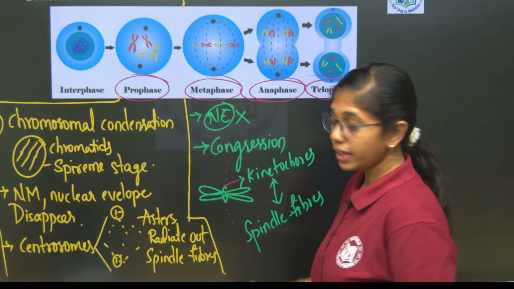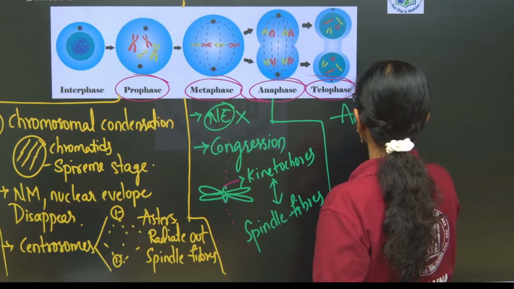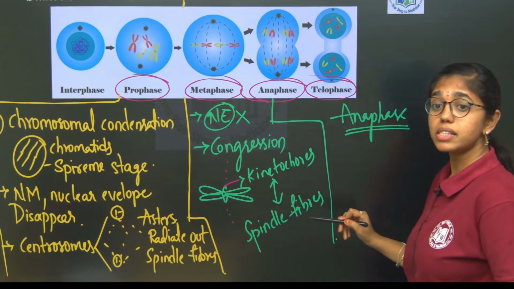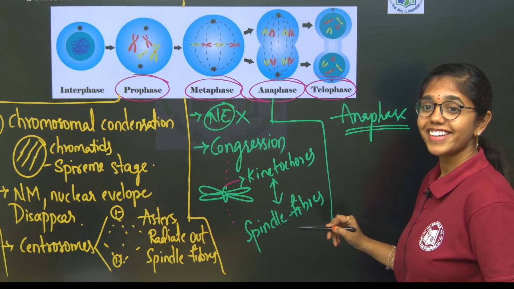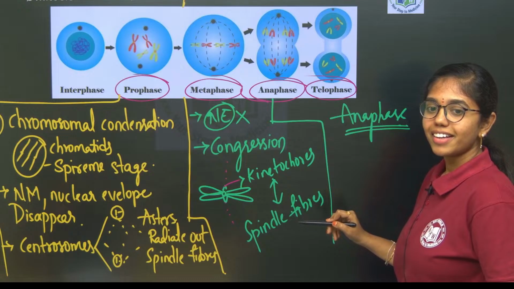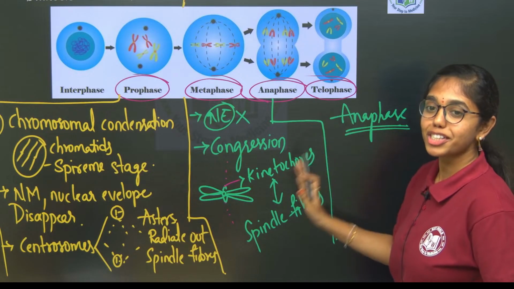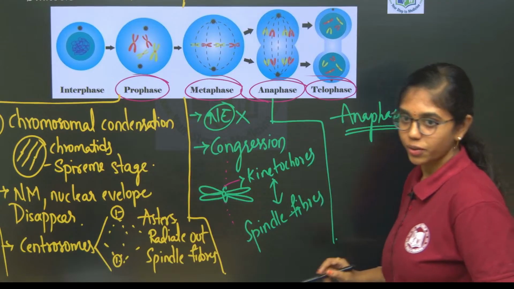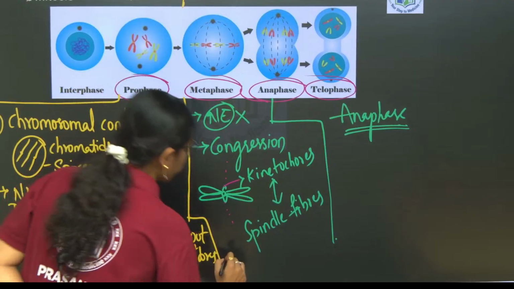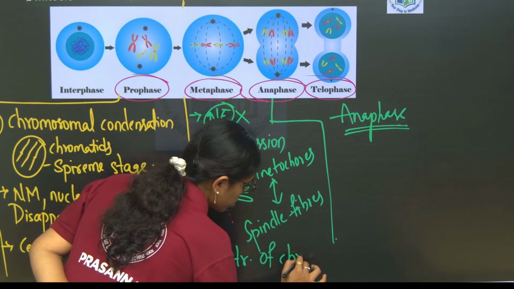Clear till here, right? Next is anaphase. Metaphase is best for the study of chromosomes. Observing chromosomes is better in metaphase. You can clearly see the structure of the chromosome in the metaphase. Structure of the chromosome is clearly visible in the metaphase. You can clearly study the structure of the chromosome.